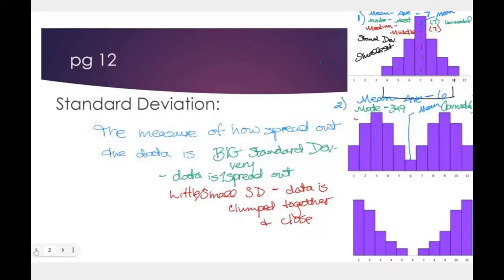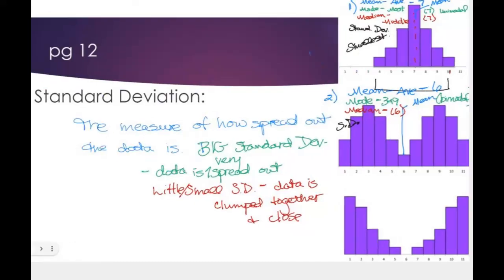Okay. Median, what's your middle? It is 6. And standard deviation. All right, standard deviation. As you look at 2 and 3, which one would you say is more spread out? Because they both go from 1 to 11. Which one would you say is more spread out?